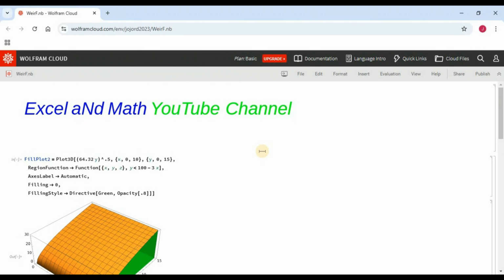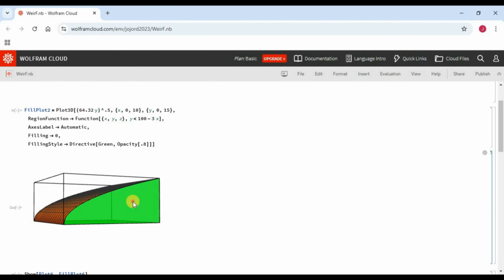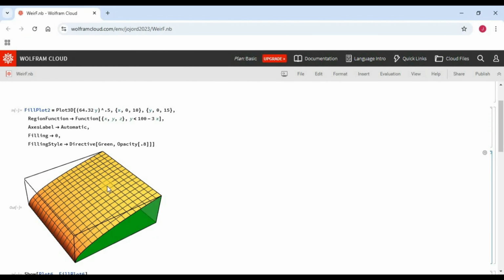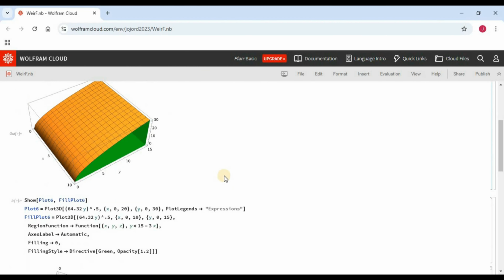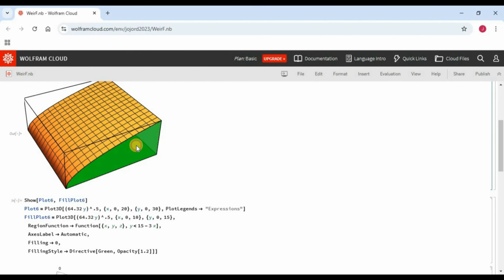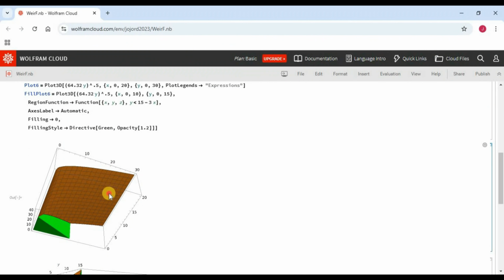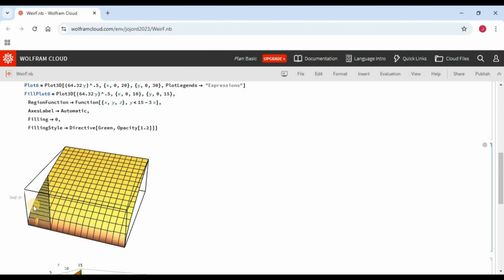In this representation, we assume that W is 10 and H is 15. So this surface is the velocity function v of x,y equals the square root of 2gy, and below it is the xy plane. Now we are only interested in finding the volume above the triangular region and below this surface. So the volume that we are interested in is only this one.